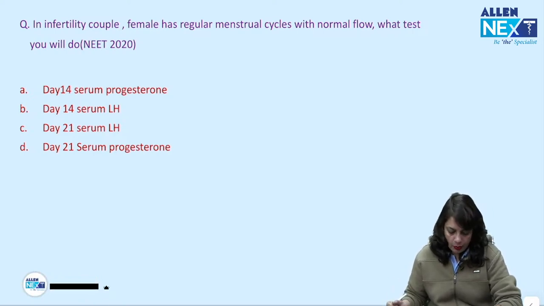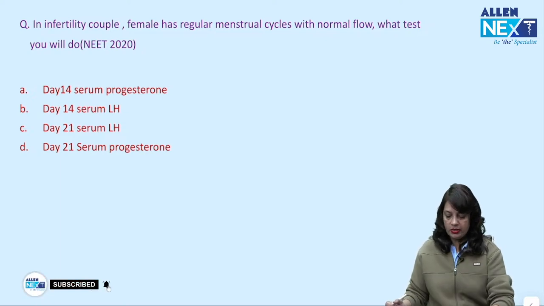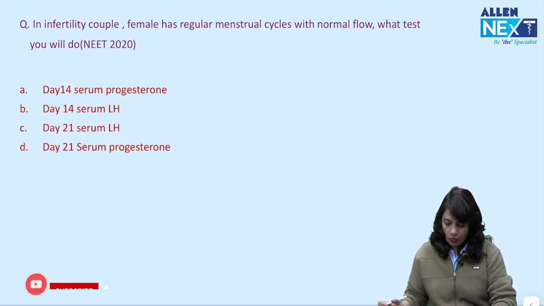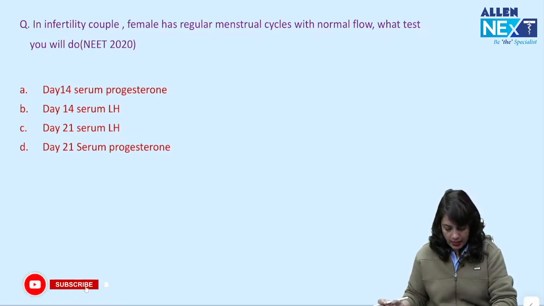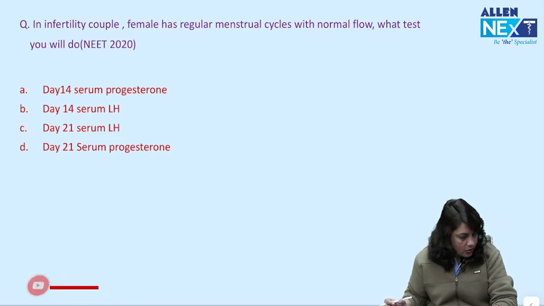Now I am taking up one question. In an infertility couple, the female has regular menstrual cycles with normal flow. What test do you need to do? Day 14 serum progesterone, day 14 serum LH, day 21 serum LH, or day 21 serum progesterone. What is your answer?